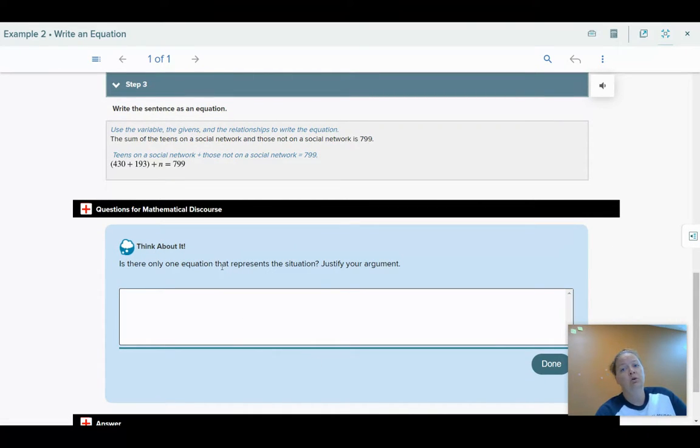Is there only one equation that represents this situation? Decide that on your own and let us know what you think.